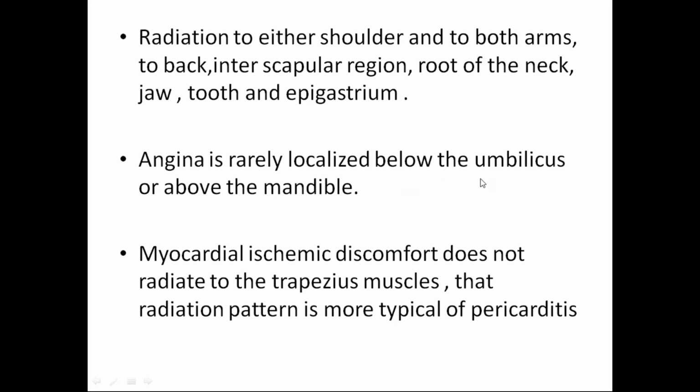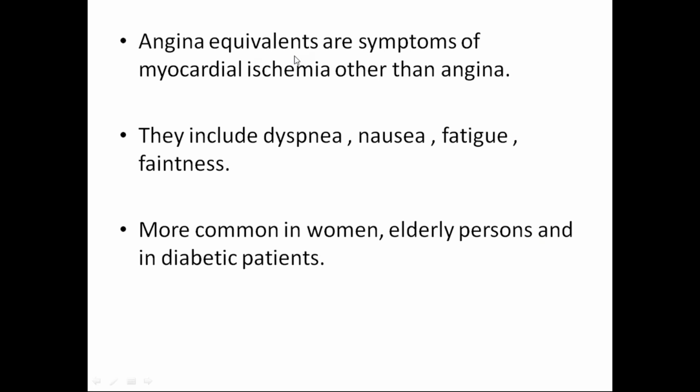Angina is rarely localized below the umbilicus. It is called abdominal angina. Myocardial ischemic discomfort does not radiate to the trapezius muscles. That radiation pattern is more typical in pericarditis. Anginal equivalents are symptoms of myocardial ischemia other than angina. They are shortness of breath, nausea, easy fatigability, and faintness. More common in women, elderly persons, and diabetics.